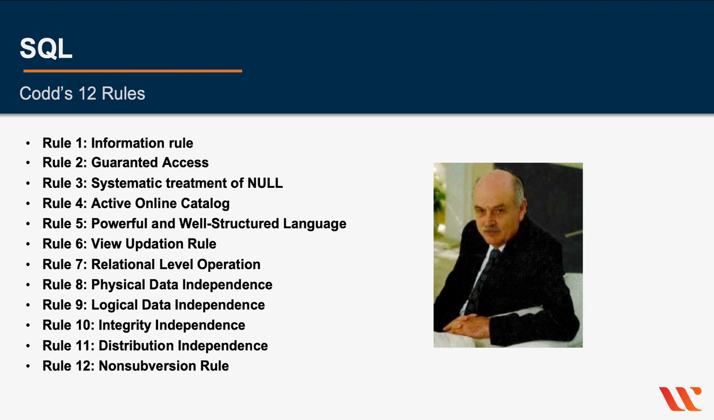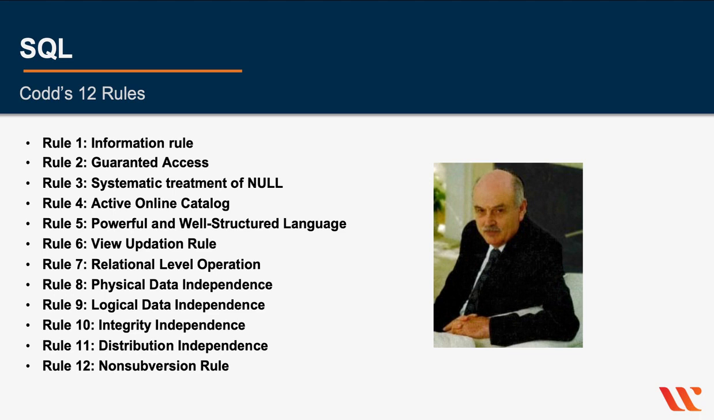Now, these rules were written in an attempt to preserve the original vision of the relational model by Codd himself. But the problem is that the relational model was created in the 70s and all these rules came out in the 80s. So by then, a lot of the vendors had already created database systems and they were already calling them RDBMS, although they weren't following all of these rules.